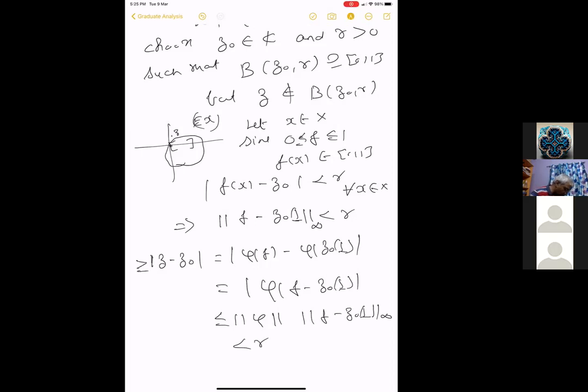But we have assumed that z is not in that open ball, so |z minus z0| is greater than r. Because of that, this is greater than r and also less than r, which is a contradiction. Okay, it's fine. Is this fine?